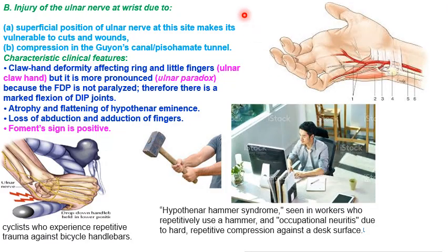Now let us see the features that are seen when the ulnar nerve is injured at the wrist. So the superficial position of the ulnar nerve at this site here makes it vulnerable to cuts, that is the suicidal cuts in forensic language, which has a medico-legal importance there, and compression at the Guyon's canal or pisohamate canal.